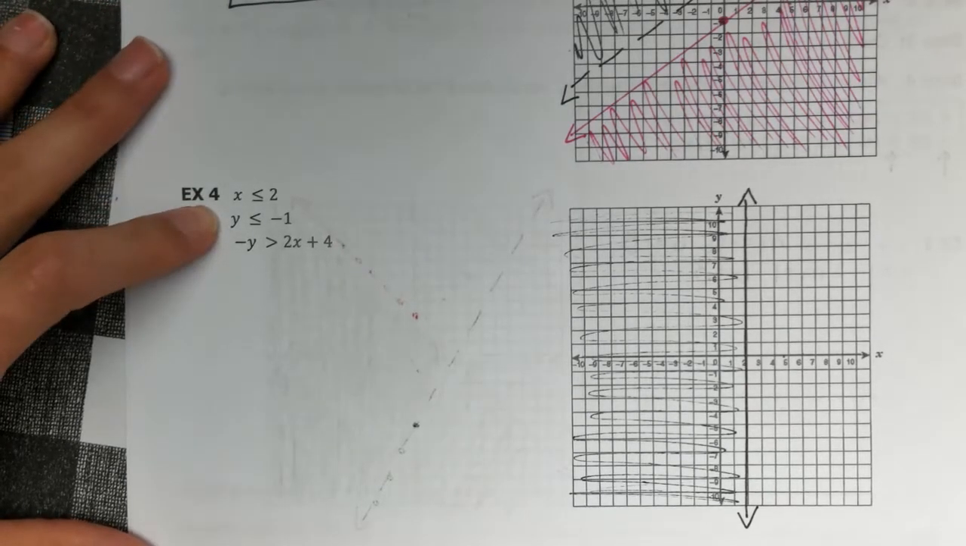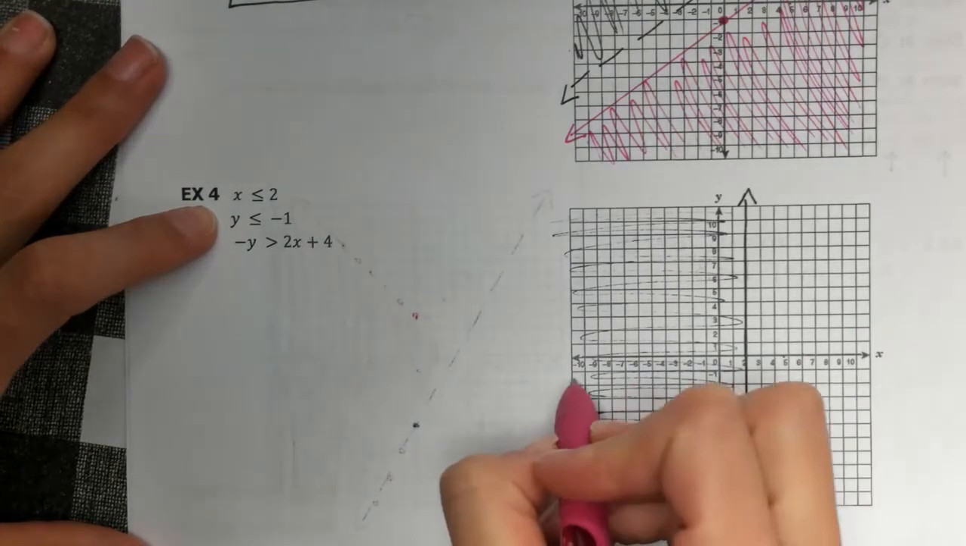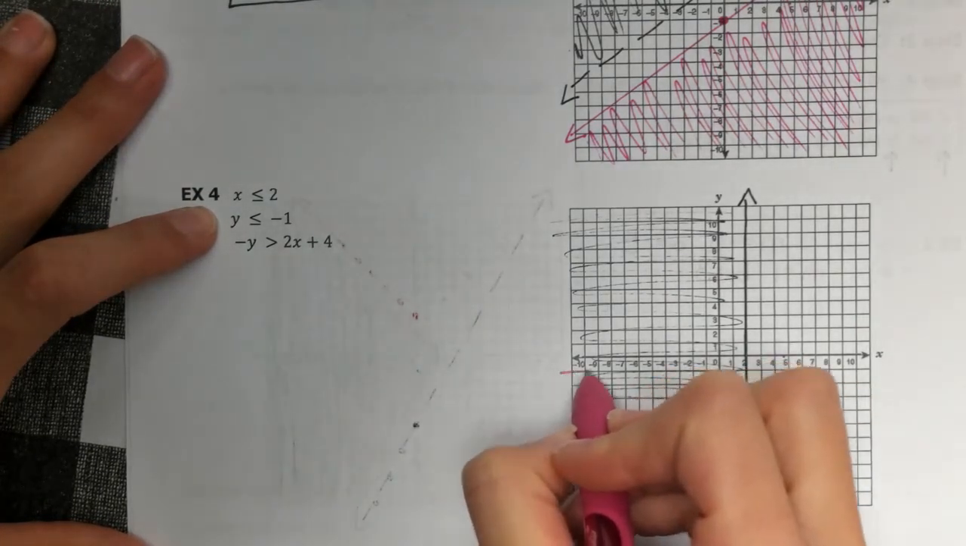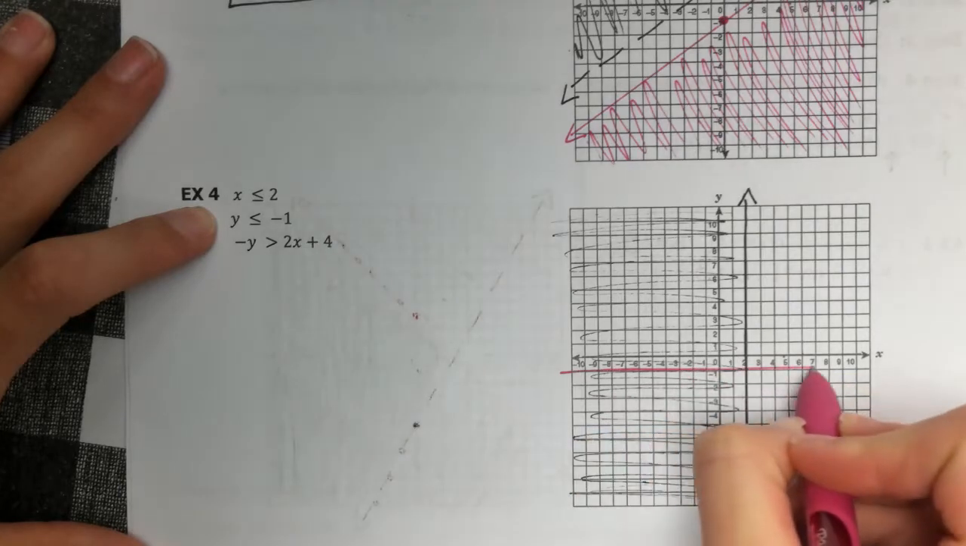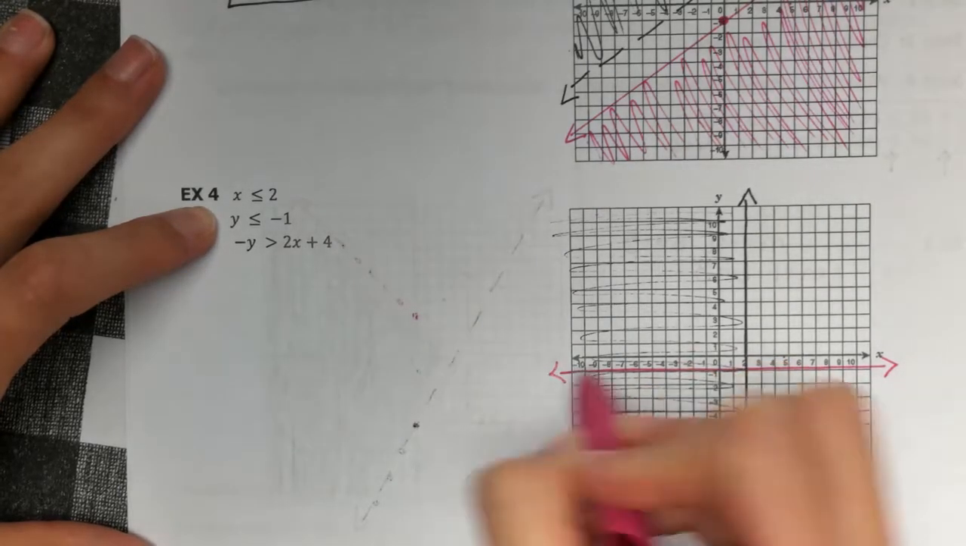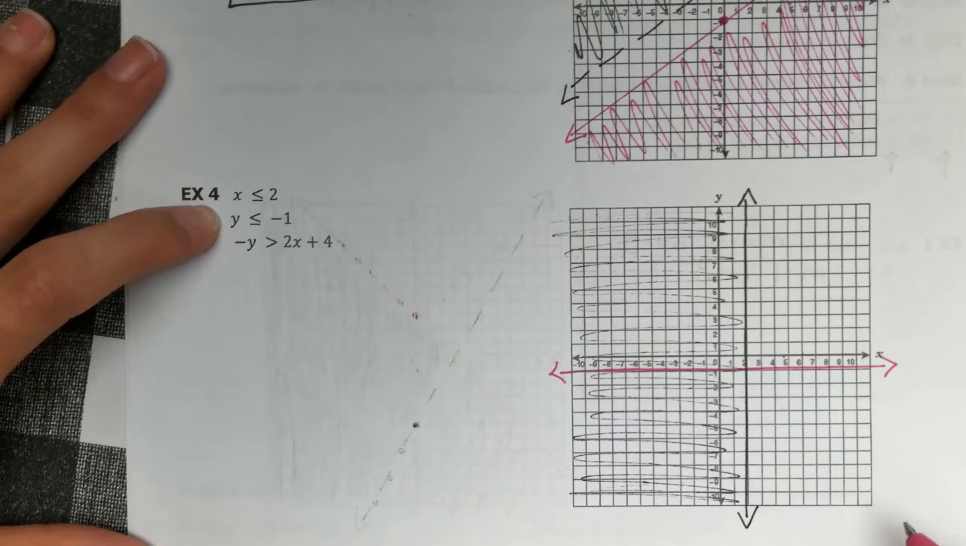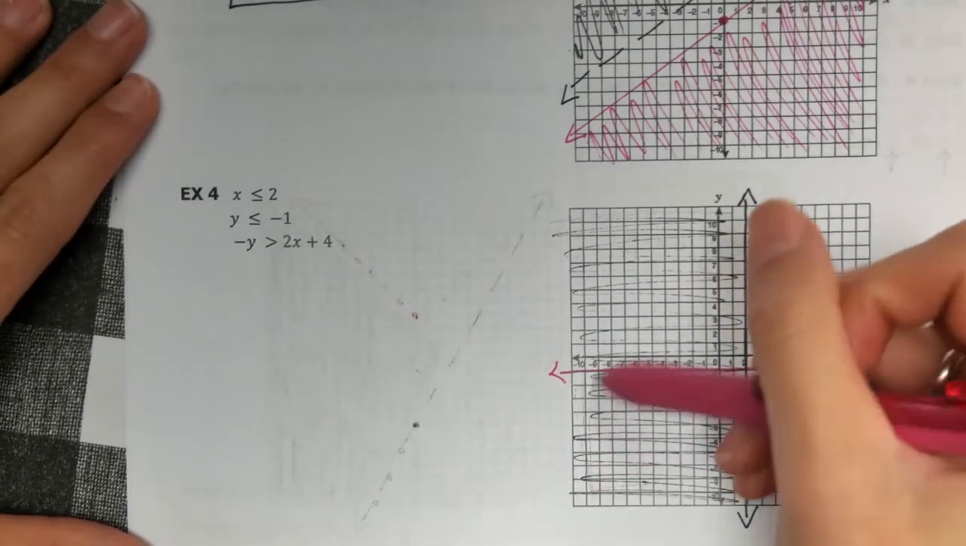Then I've got y is less than or equal to -1. That is a solid horizontal line passing through -1. Less than means I'm shading below.